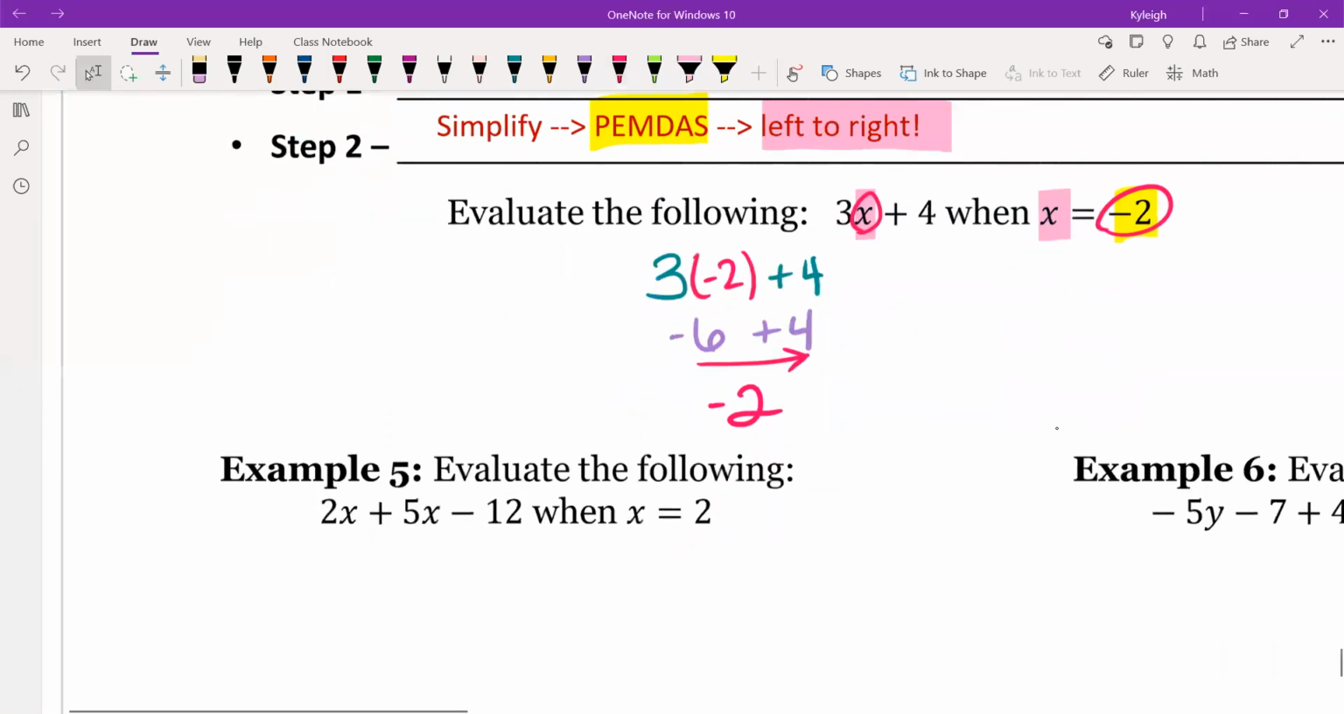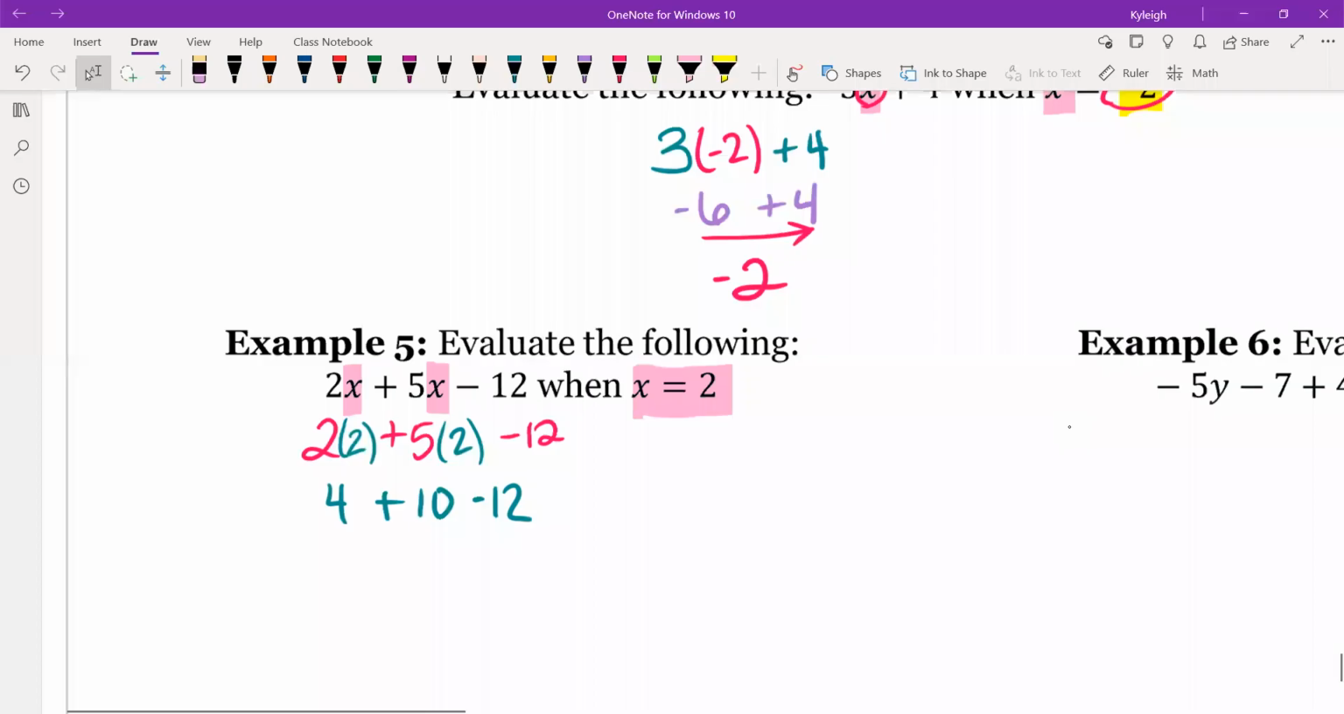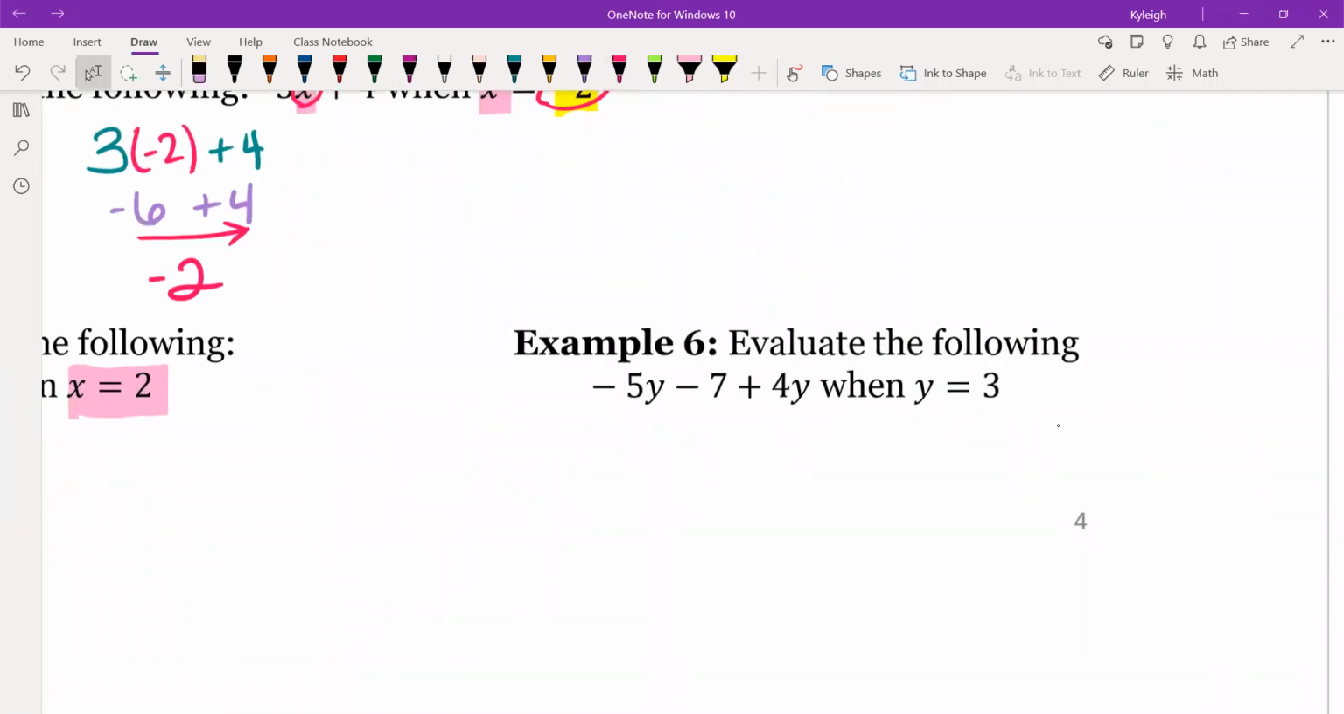So looking at the next one, we see 2x plus 5x minus 12. We know that x is -2, so anywhere I see x, I plug in -2. So try that one on your own right now. Hopefully you got to here. We plugged in the 2 for the x both times, and then we have to multiply because that's what PEMDAS says. Once we multiply, then we go left to right, and we do 4 plus 10 is 14 minus 12 is 2. Okay. All right, so I want you to try example 6 all on your own.